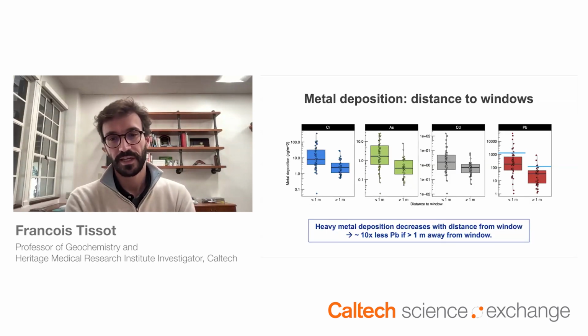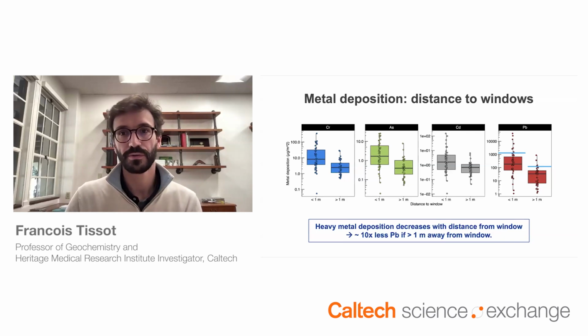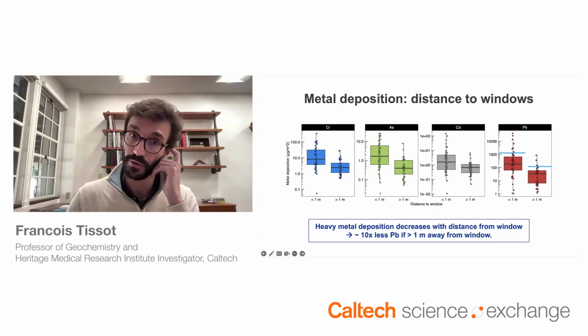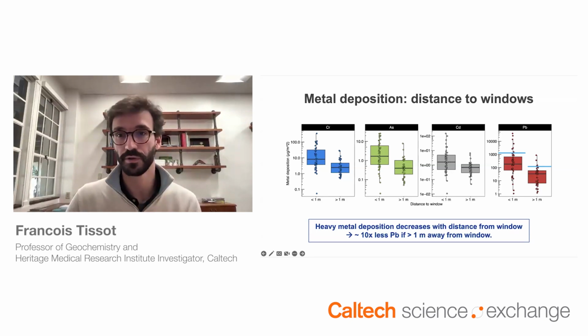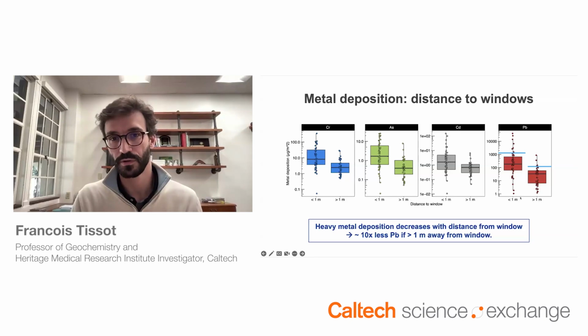If we look at the data as a function of the distance to the window, for each of the elements, the left box shows the concentration when you are within 1 meter of a window, so right next to a window. If you are more than a meter away from a window, this is going to be the right box. And you can see very clearly that close to the window, we have a lot more lead being deposited compared to further away from the window.